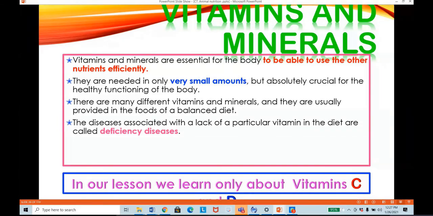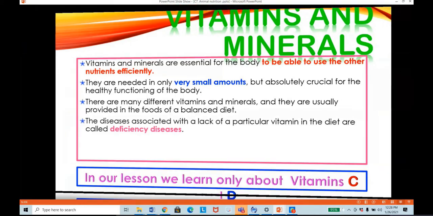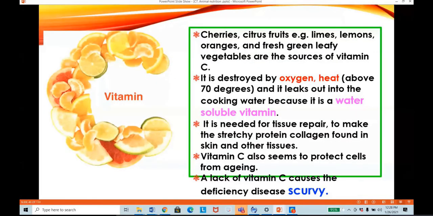Okay, so there are many different vitamins and minerals, and they are usually provided in the foods of a balanced diet. Most of the vitamins and minerals we get from the fresh fruits and vegetables which we eat, though vitamin D we get by exposing ourselves to sunlight. Only vitamin D. Apart from this, all the other vitamins and minerals we should get from the food we eat. And the diseases associated with the lack of a particular vitamin in the diet are called deficiency diseases. If any particular vitamin or mineral is lacking in the diet, then that deficiency is known as a deficiency disease.